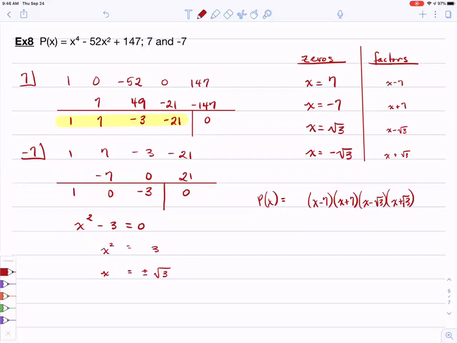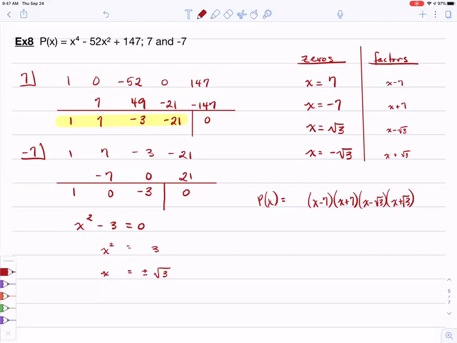Go to the original polynomial. What is the leading coefficient? 1. If I were to multiply my factors together, now we don't have to multiply, but if I were to multiply, what would the leading coefficient be? 1. They match, which means I don't have to do anything.